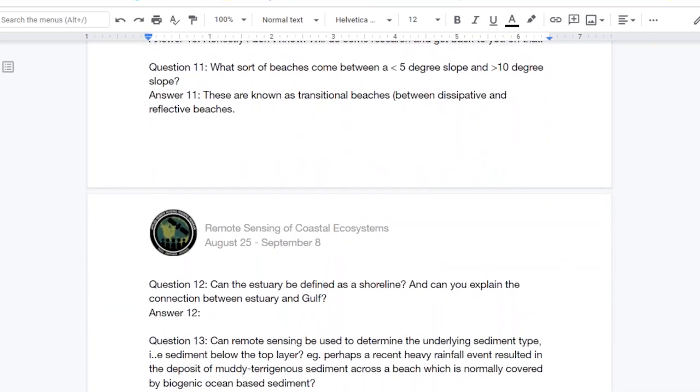What sort of beaches come between 5 degrees slope and 10 degrees slope? Those are usually known as transitional beaches, and I showed a photo of a transitional beach along the east coast of Puerto Rico, in a town called Luquillo. Just for reference, if the person who asked this question wants to go back to the presentation, it's on slide 24, and it shows La Selva Beach in Luquillo. The first photo on the left is a transitional beach, and you see how it eventually transitioned to, in this case, a dissipative beach. So it's pretty much a transitional phase between dissipative and reflective beaches.